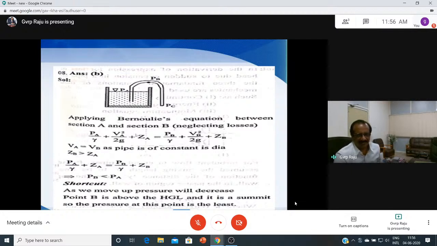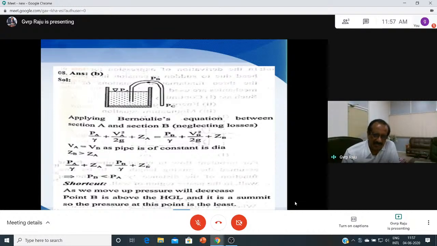Or you can apply straight away Bernoulli's equation between A and B. And the velocity here, VA is equal to VB. As the pipe is having the same diameter, you can take velocities VA and VB, both are the same. So you can cancel VA square by 2g and VB square by 2g. And PA by w plus ZA is equal to PB by w plus ZB. This is the equation here. So if you take ZA here, this is ZB here. ZB is at a higher level compared to ZA. So ZB is more than ZA.